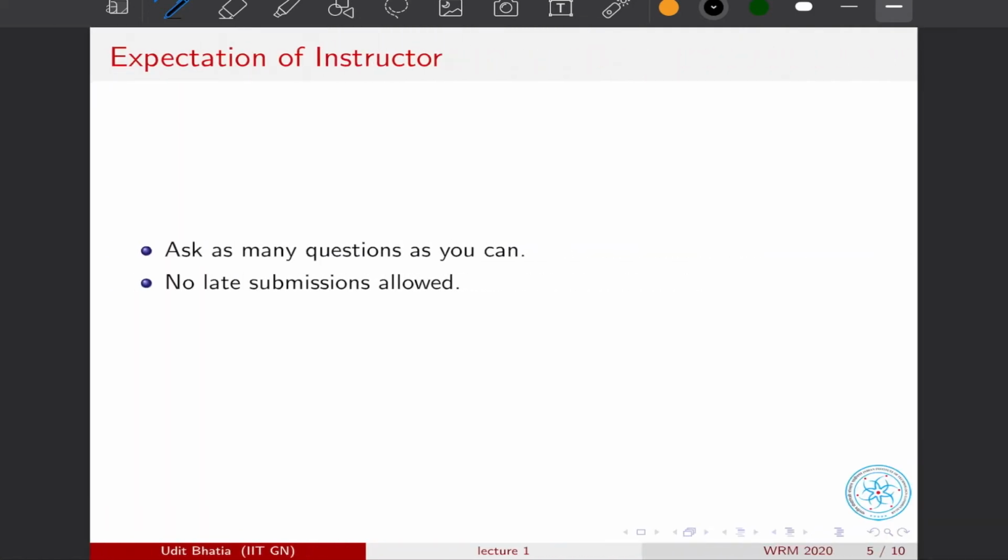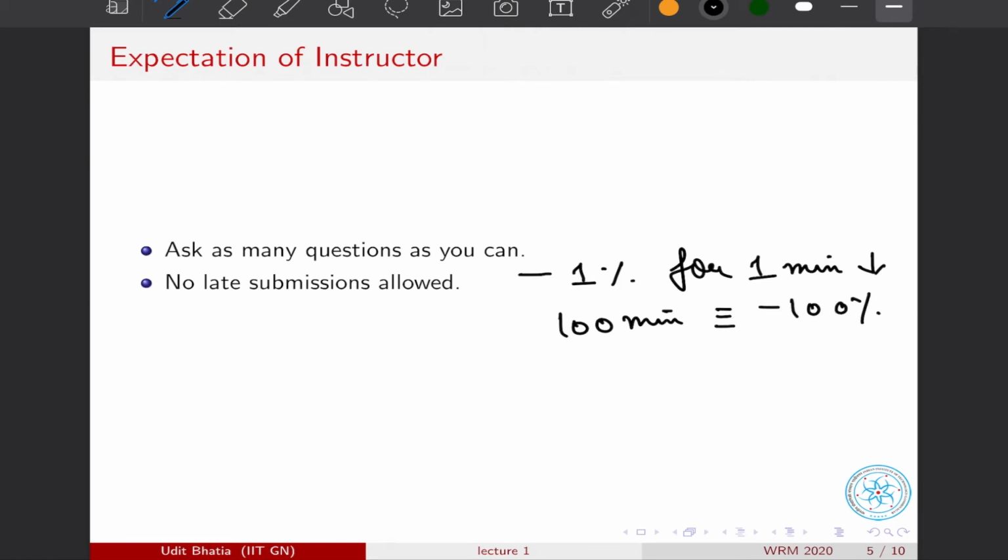If you are confused about certain thing, keep on asking until you get a complete clarity about that. No late submissions allowed. I will give enough of time window to submit your assignments, take home exams. And if you submit late, the formula is -1% for each 1 minute of late submission. So if your internet connection is slow and you are facing some problems, make sure you submit ahead of time. So if you submit 100 minutes late, you will automatically get -100% or automatically zero.